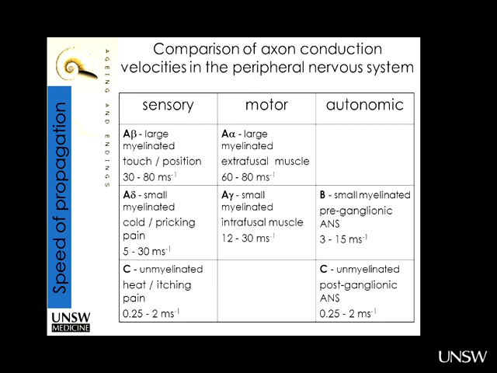Here we have A beta and A gamma fibers, which are large and myelinated, and small but myelinated, and you can see that they're fairly quick compared to your unmyelinated fibers, which are about 100 times slower.